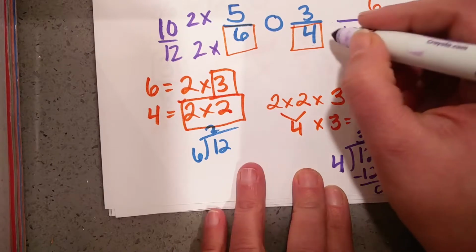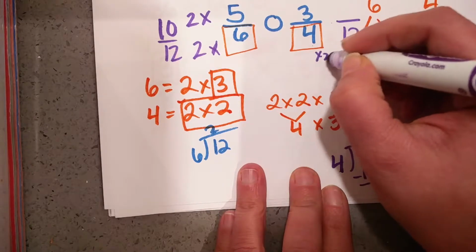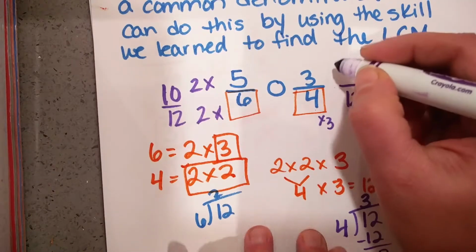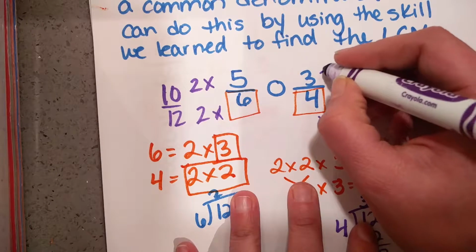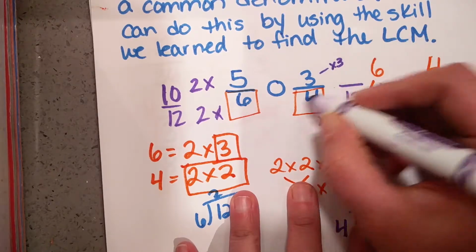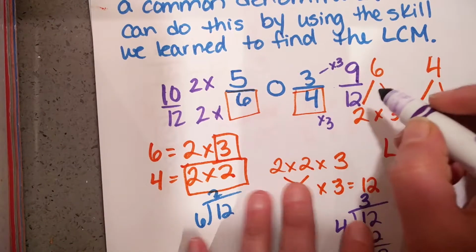So if I have to multiply the denominator by 3 in order to get to 12, then I know that I also have to multiply the numerator by 3 so that I can have an equivalent fraction. 3 times 3 is 9.